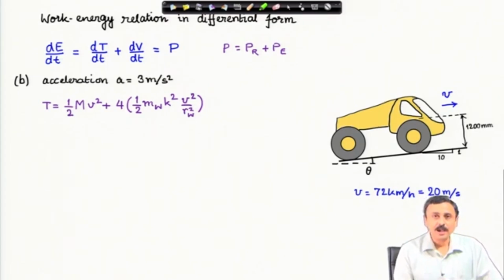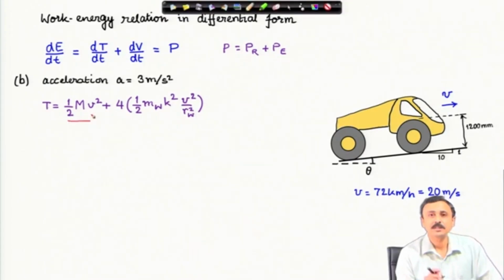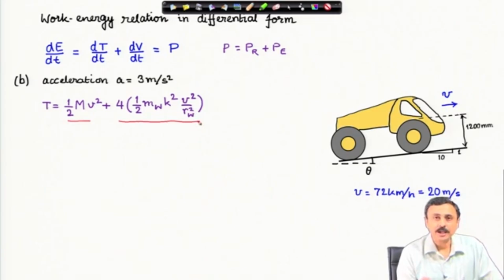The translational kinetic energy of the wheels is included in the first term. This term is the translational kinetic energy of the total system. This term is the rotational kinetic energy of the wheels. This is not to be forgotten. Wheels have mass and the inertial properties are specified in the problem. Because of its rotation, it will have the rotational kinetic energy.